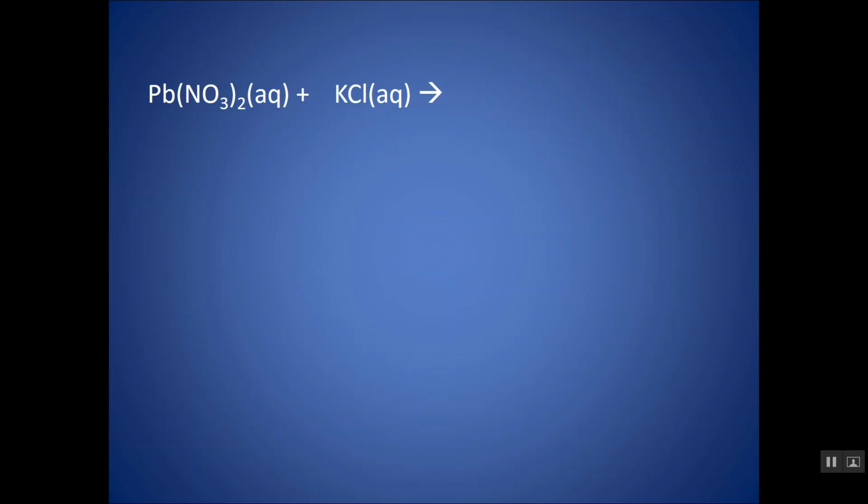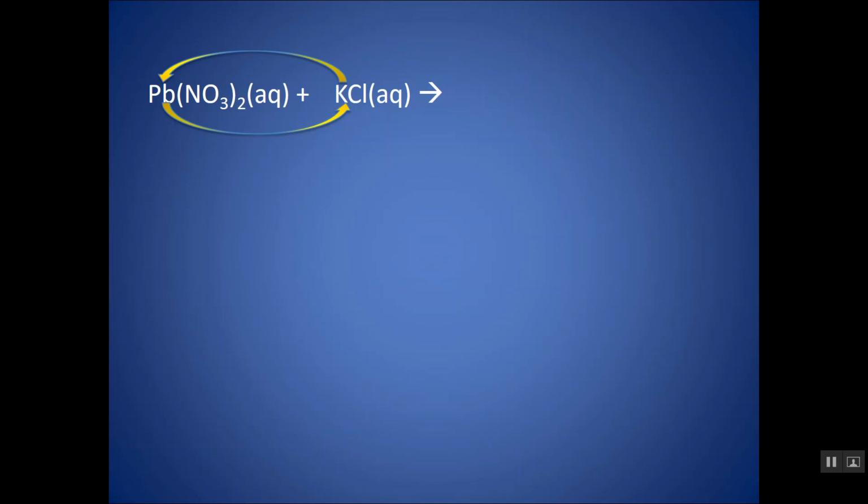And all you do is essentially switch the two positive ions. So those two positive ions should now be with different partners, or replaced with different negative ions, and that's why it's called a double replacement. So for instance, in this case, the two positive ions, the Pb2+ and the K+, are going to switch places. Where the Pb once was, there's going to be a K, and where the K once was, there's going to be a Pb.